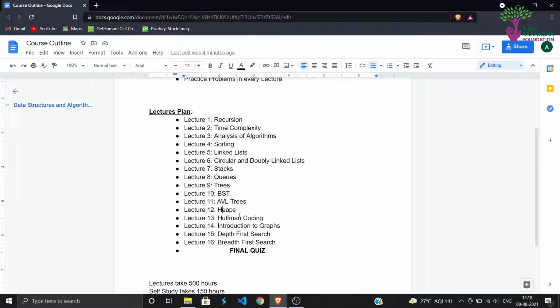So we talked about Huffman coding next. So we learned how to encode and decode our data using Huffman trees, how to create Huffman trees, and how we use that to encode our data.